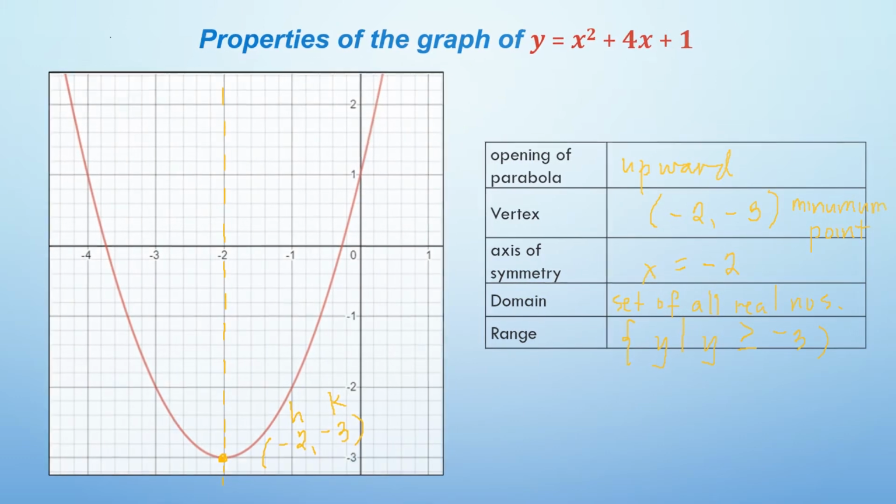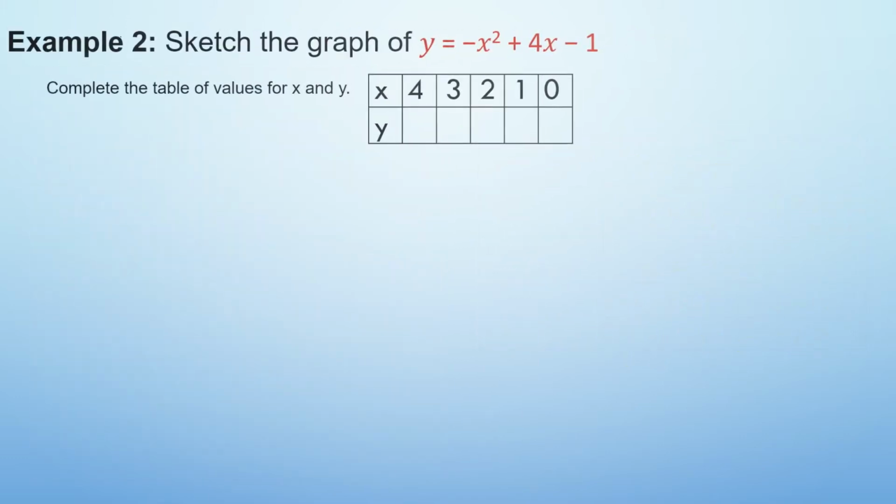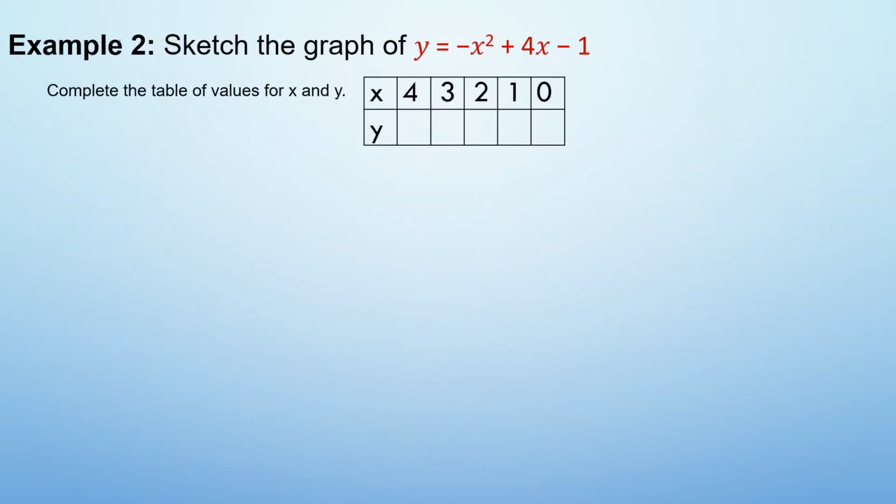Okay, let's have another example. Sketch the graph of y is equal to negative x squared plus 4x minus 1. First, we will complete the table of values for x and y. So using the function y is equal to negative x squared plus 4x minus 1. So if x is positive 4, let us solve for y by substituting 4 to x.